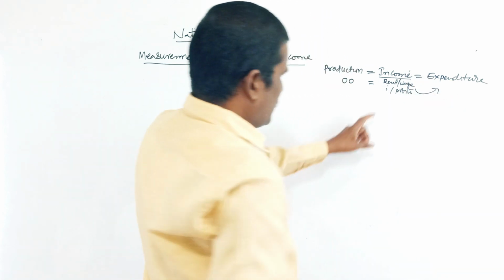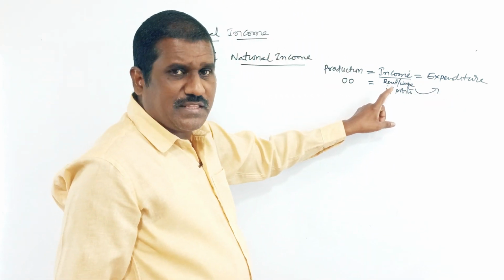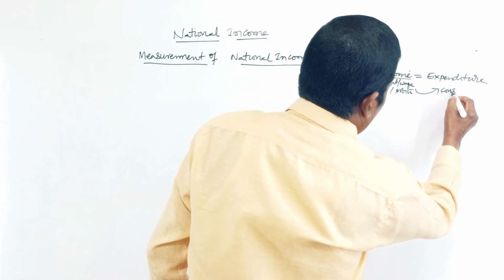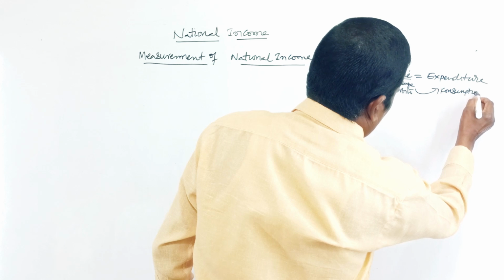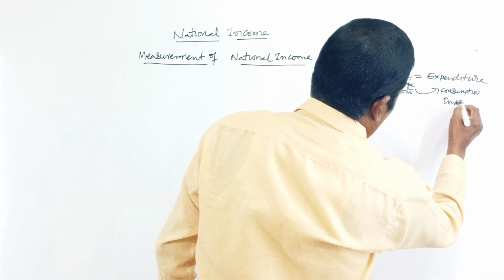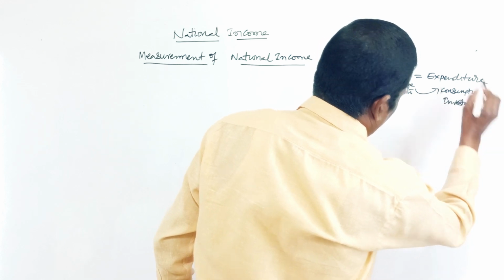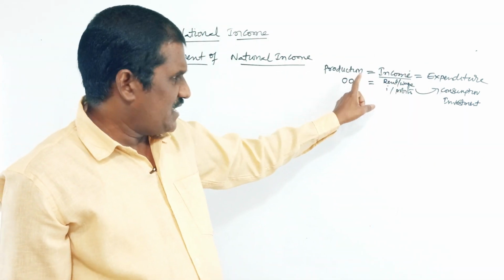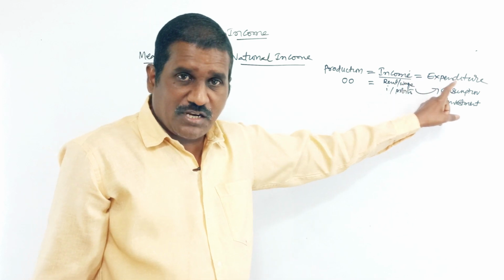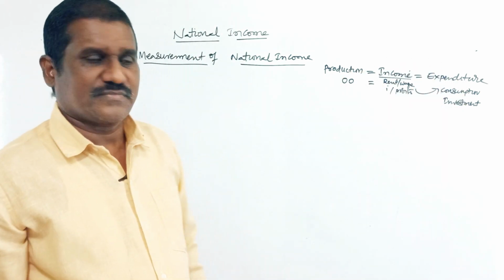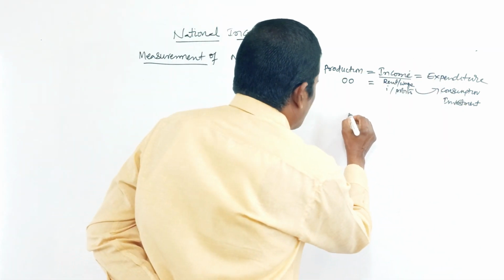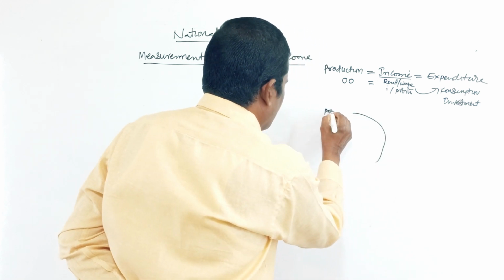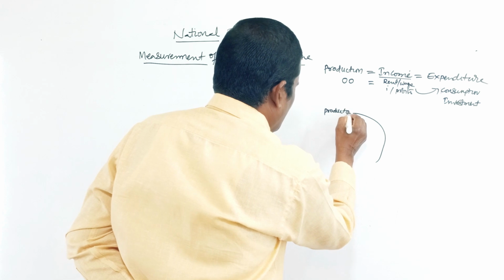Expenditure means the income which is earned by the factors of production goes into consumption and investment. Okay, so production is equal to income is equal to expenditure. Here, this is production.